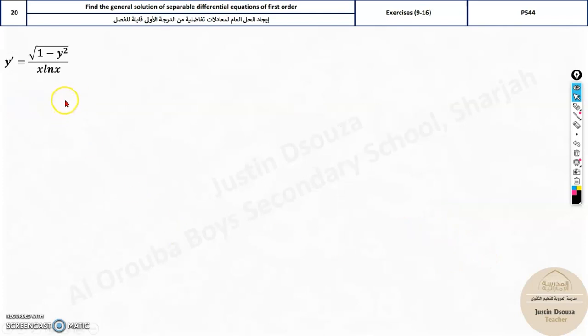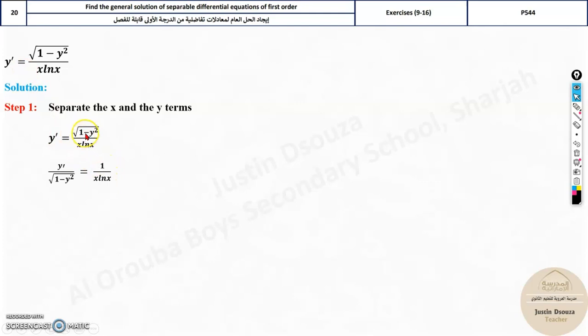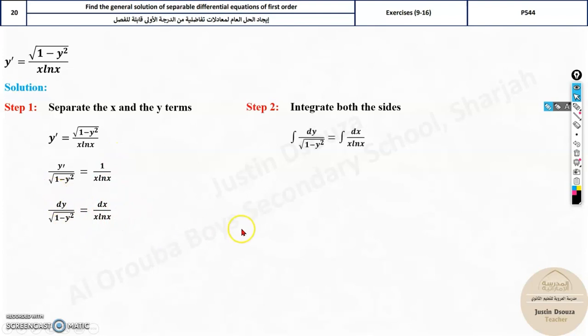Now here, same as what we have done just now, separate these equations. Over here, what you need to do is take the y. This entire term goes to the other side. This is y, and over here, x is there. Now, remember, y dash is dy by dx, so it will be dy divided by dx. dx goes to the other side. This is separated. Now, integrate on both sides.